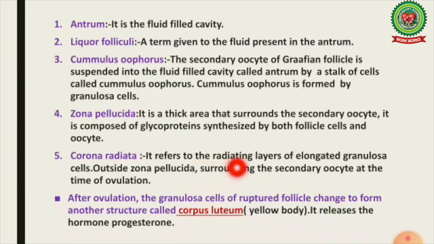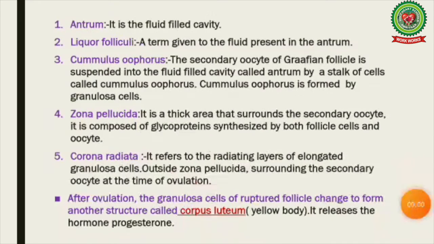It refers to the radiating layers of elongated granulosa cells outside the zona pellucida surrounding the secondary oocyte at the time of ovulation. After ovulation, the granulosa cells of the ruptured follicle change to form another structure called corpus luteum. It releases the hormone progesterone.